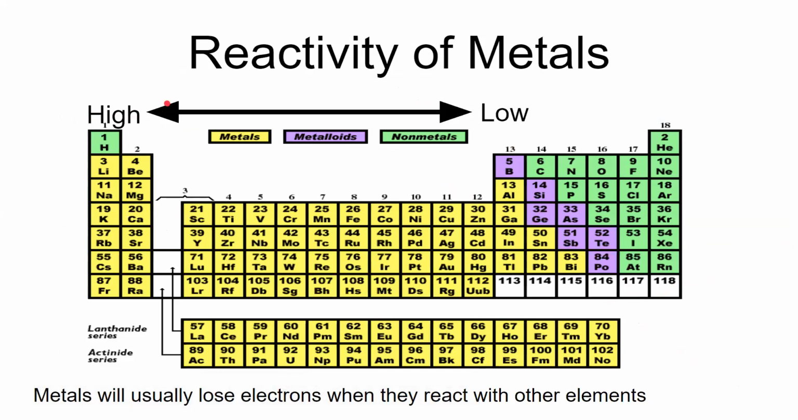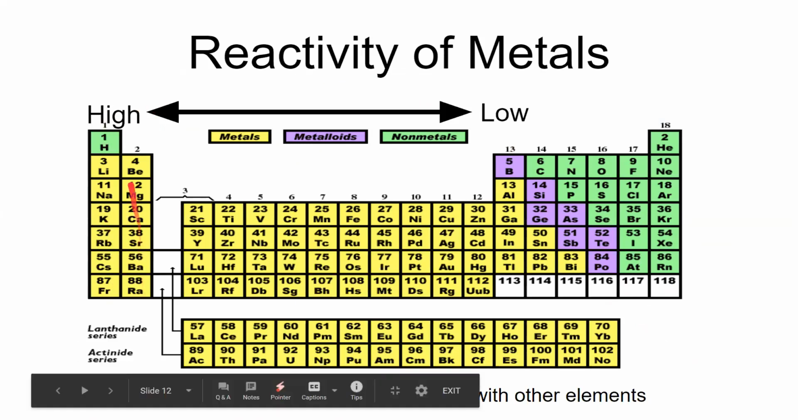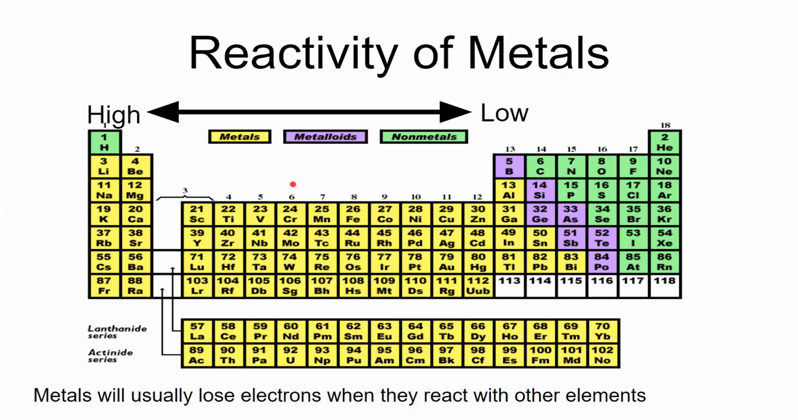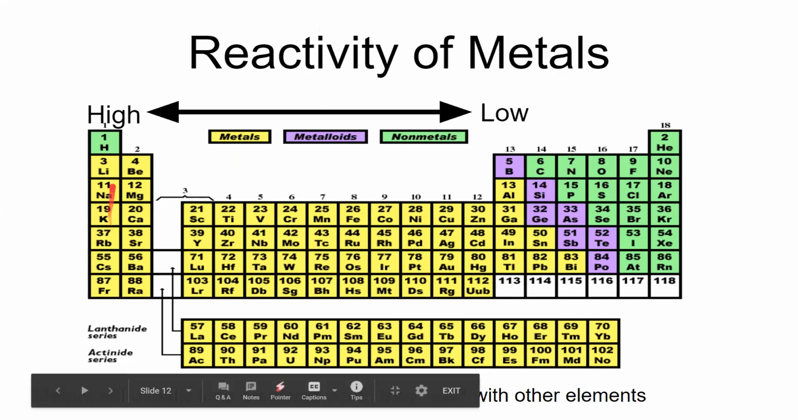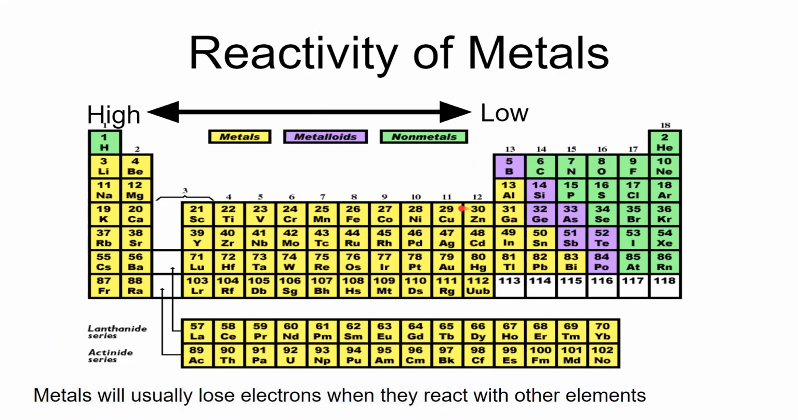So earlier I was talking about how each column of the periodic table has elements with similar reactivity. So they're similarly easy to get to react with other elements. For the metals, the left side of the metals is where the most reactive metals are. And then as you move towards the right side of the metals, you get lower and lower and lower reactivity over here.